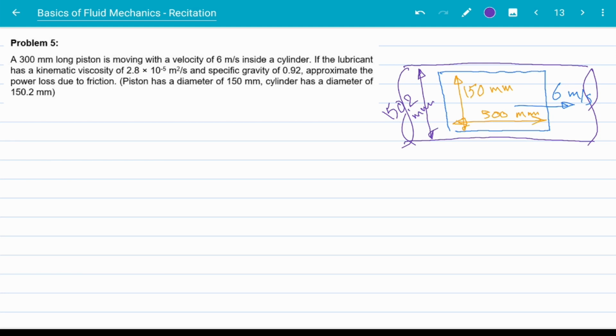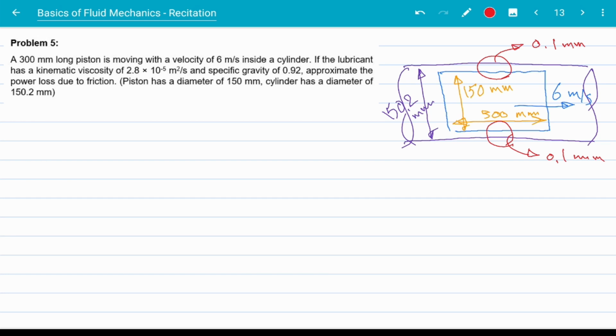Okay, so what does this mean? It means that the gap between the piston and the cylinder is 0.1 millimeter on either side. So if we focus here, the gap is 0.1 millimeters. Also here, the gap is 0.1 millimeters. Other than that, we know the specific gravity of the lubricant, and we also know the kinematic viscosity.